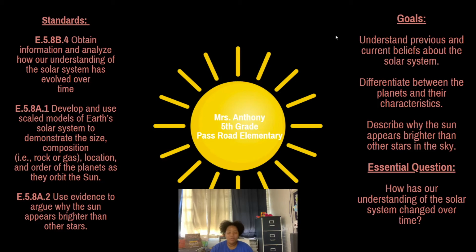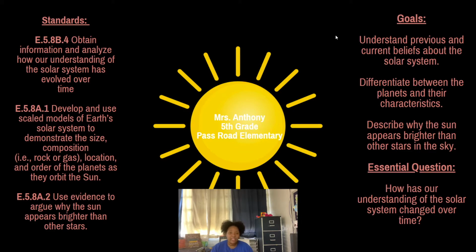So we will be looking at 3 different standards today, and the first standard says that we are going to obtain information and analyze how our understanding of the solar system has evolved over time. The second standard says that we're going to develop and use models of the Earth's solar system to demonstrate the size, composition, location, and order of the planets as they orbit the sun.